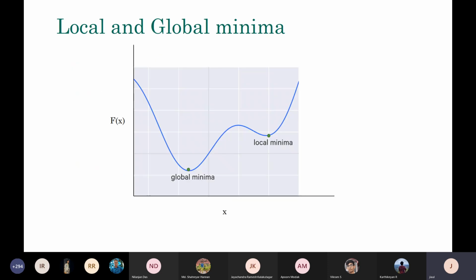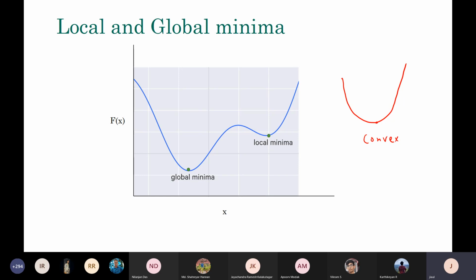Now the concept of local and global minima. The objective functions that we're going to deal with are called non-convex optimization problems. So this is an example of a non-convex thing. The convex thing is something like this. Okay, this is a convex thing. There's only one minimum.